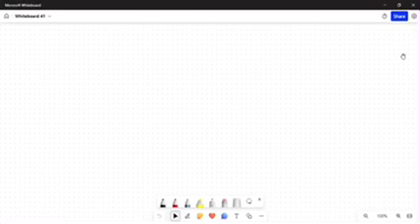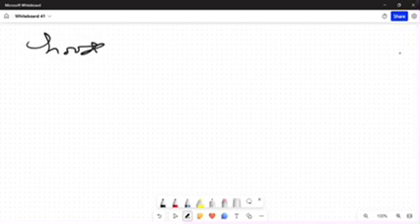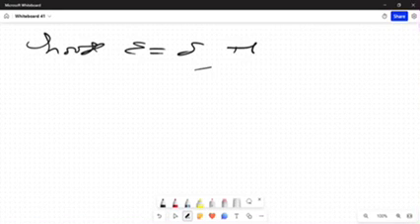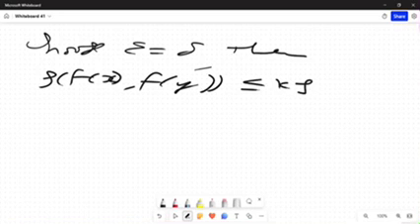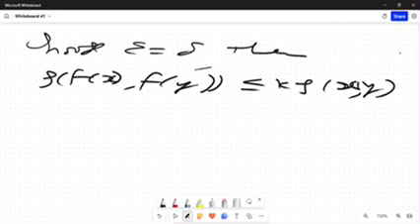Okay. So since rho is a contraction map, you have the choice, of course, to choose epsilon to be equal to delta. Then you now have that rho of f of x, f of y is less than or equal to k rho of x comma y.